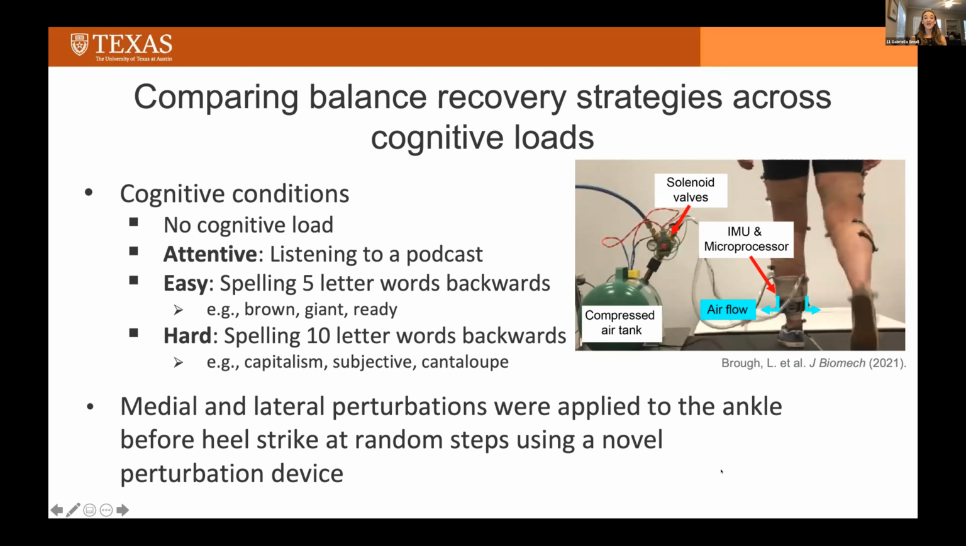Then while walking, we had a custom pneumatic device attached to their ankle that at random steps throughout the trial would perturb their foot. So essentially you're walking and right before heel strike, your foot is going to move and land somewhere you did not expect it to.